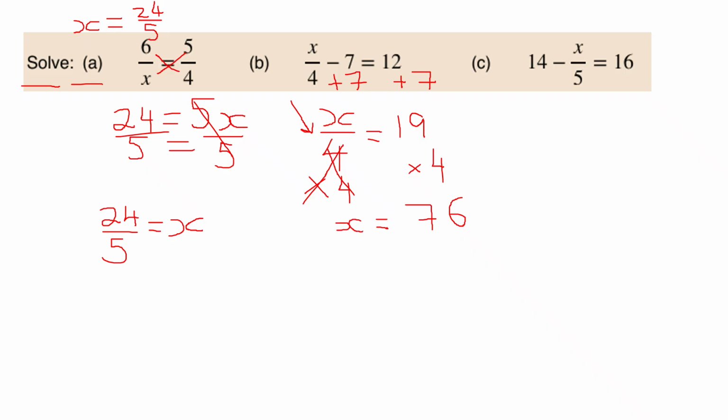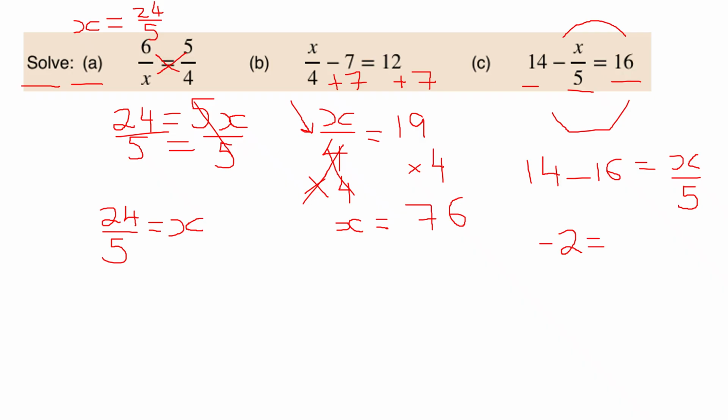And for part C, we've got 14 minus x over 5 equals 16. Step 1 here, I'm going to add x over 5 to both sides and subtract the 16 on both sides. So on the left hand side, I'm going to have 14 minus 16 is equal to plus x over 5, or x fifths. Let's simplify the left hand side. 14 minus 16 makes negative 2. That will be equal to x over 5, or x fifths.